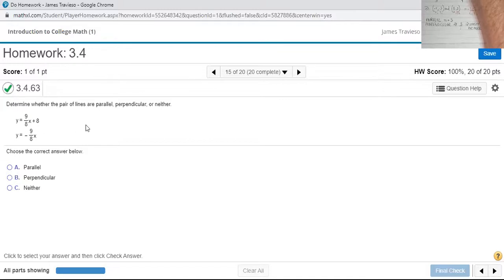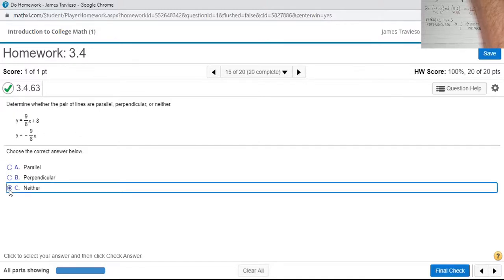So what do we have here? We have nothing. We have neither. They are not the same and they are not opposite reciprocals. So they are neither.